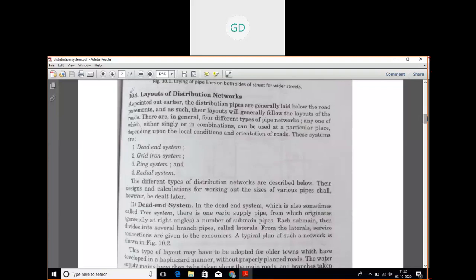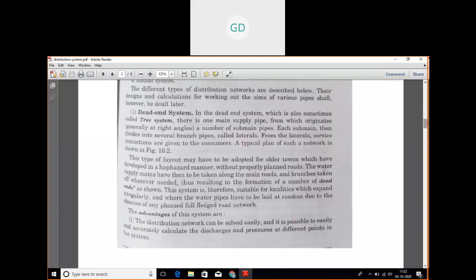So there are four types of layouts of a distribution system. Number one is your dead end system. Number two is your gridiron system. Number three is your ring system. And number four is your radial system. This is important, okay? You should know the layouts of our distribution network.